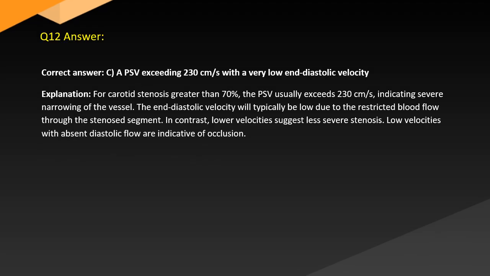Answer. Correct answer: C. A PSV exceeding 230 cm/s with a very low end-diastolic velocity. Explanation. For carotid stenosis greater than 70%, the PSV usually exceeds 230 cm/s, indicating severe narrowing of the vessel. The end-diastolic velocity will typically be low due to the restricted blood flow through the stenosed segment. In contrast, low velocities suggest less severe stenosis. Velocities with absent diastolic flow are indicative of occlusion.